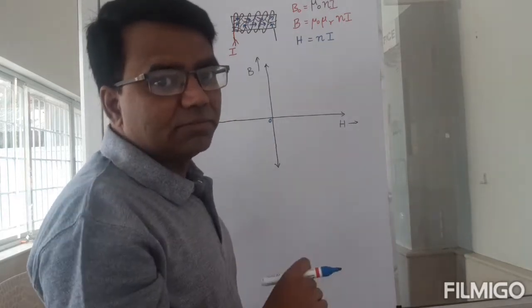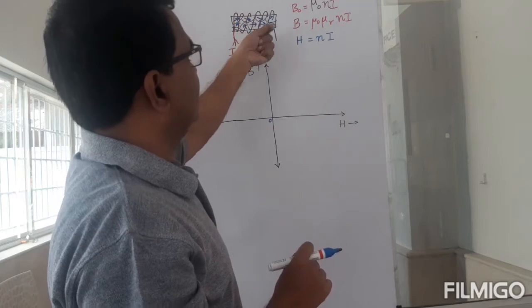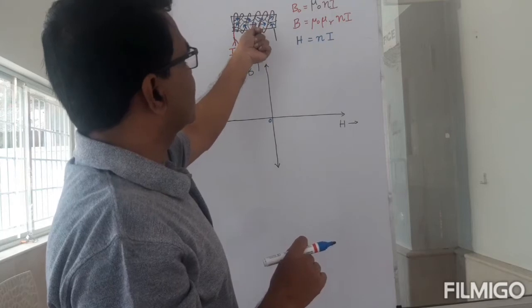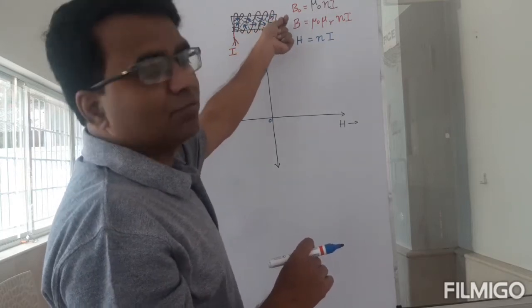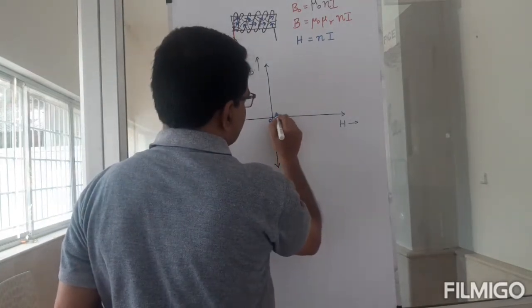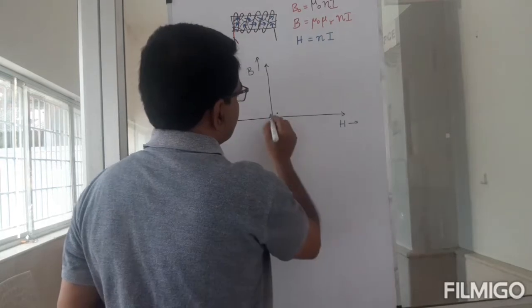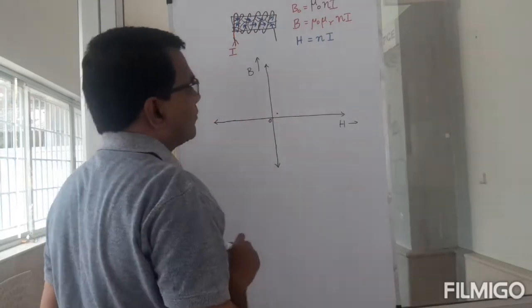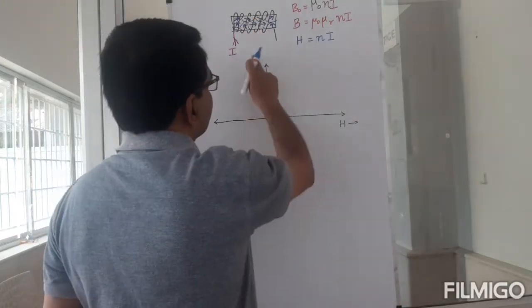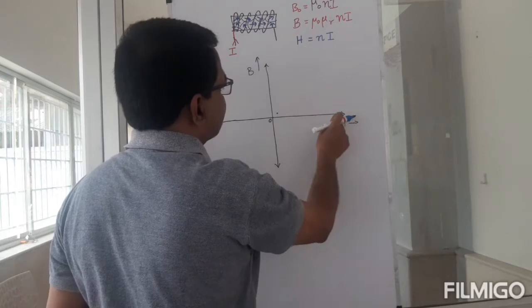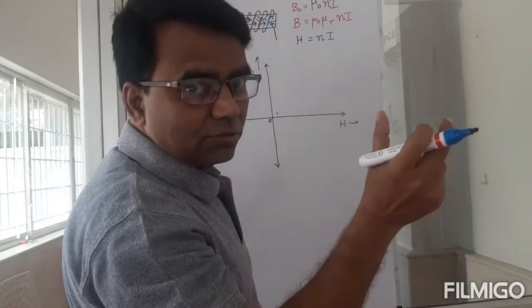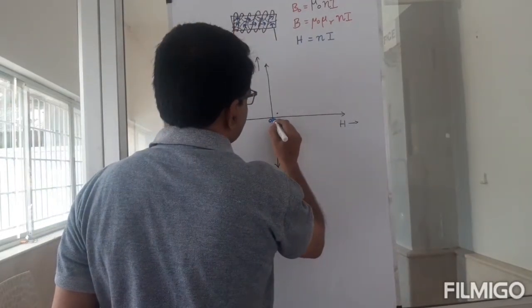So I stop the current, and if I measure the magnetic field strength, then I get some value for it. So for this particular thing, I may have something here. I'll have some value. And now I increase the current from this value to some other value. So my H increases. As my H increases, the magnetization also increases. Okay? So I keep doing it.